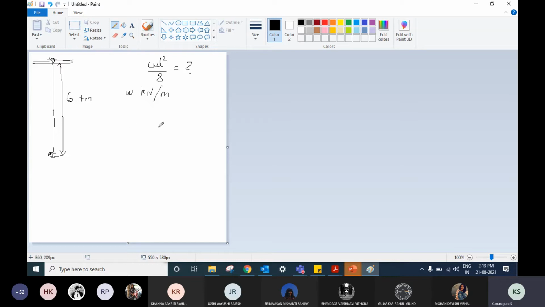For uniformly varying load, UVL, which is a triangular distribution, the formula is different. Now, this WL square by 8 is a very simple formula. That's why you can always remember this. You can come from uniformly distributed load, right? Now, what's our loading like?